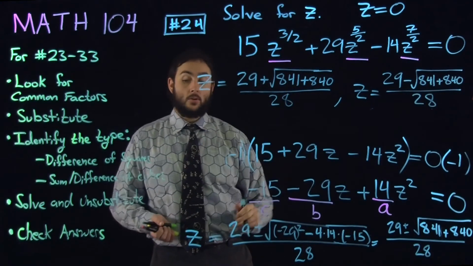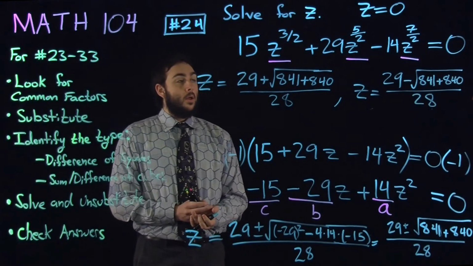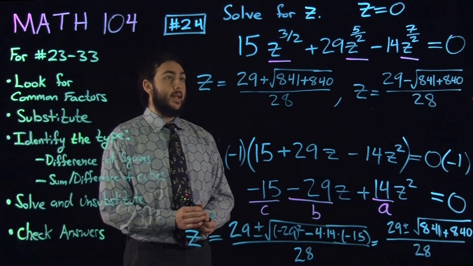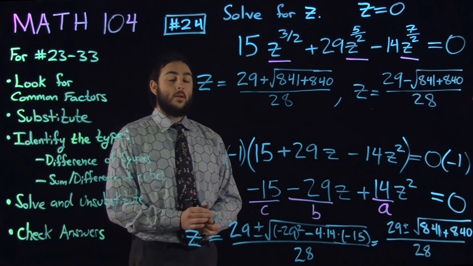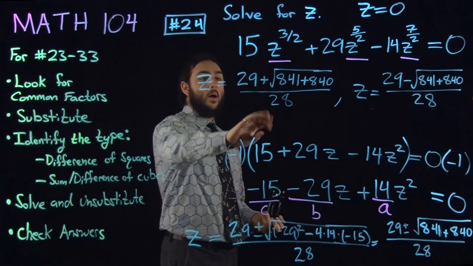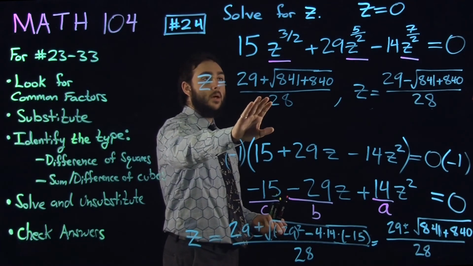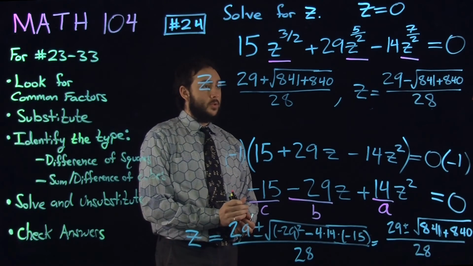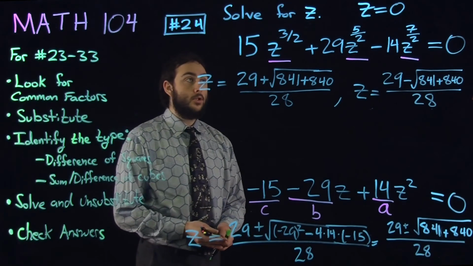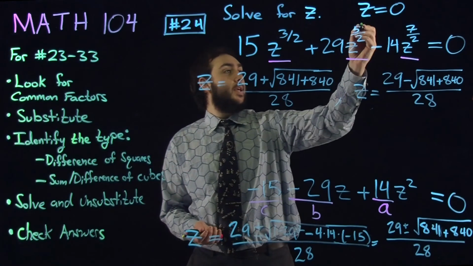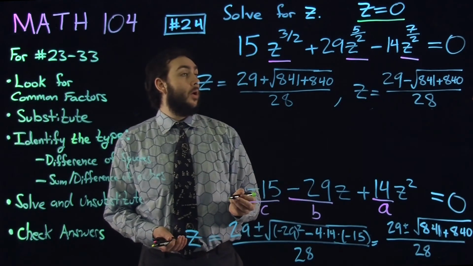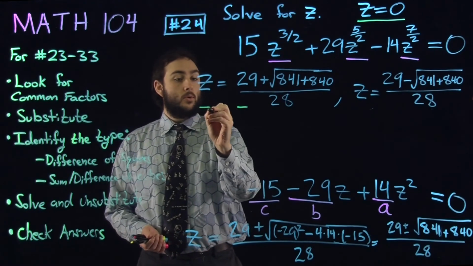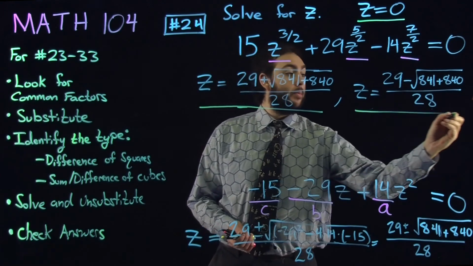Both of these are valid solutions. So all that remains is to check the answers. That is to plug these numbers into the equation and see if they do indeed produce 0. At this point, we have three solutions for this equation. We have the z equals 0 solution that we got by factoring the z to the 3/2 out, and then we have these two solutions produced by the quadratic formula.